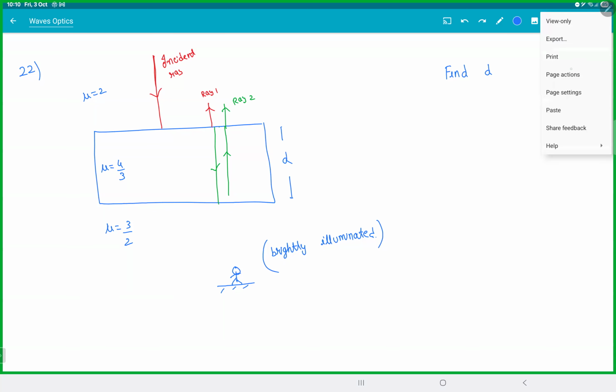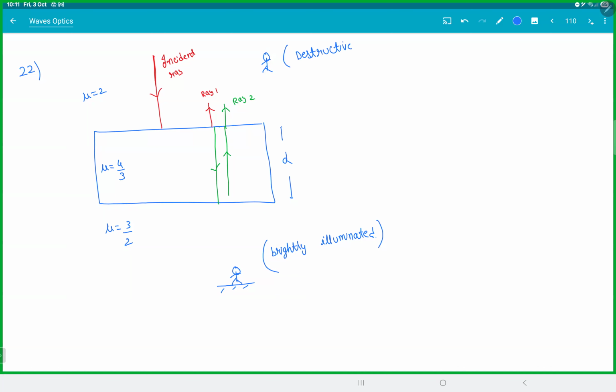So first of all, if this guy is seeing brightly illuminated, this guy will see destructive interference, isn't it? That is the first thing you need to figure out. Because we are going to study for ray 1 and ray 2 only. This guy sees destructive interference. He will think it is completely dark. And that is the first thing you need to realize. They'll mix up like this. If you think that guy sees maxima, you will be gone.